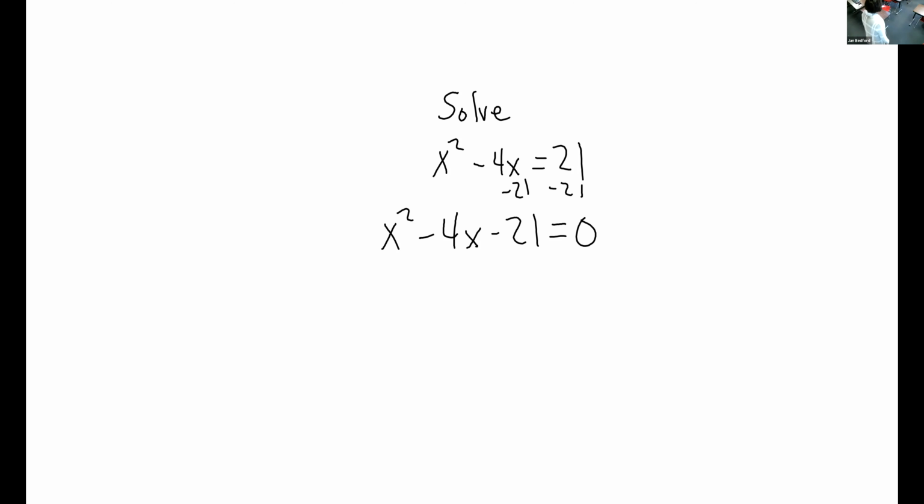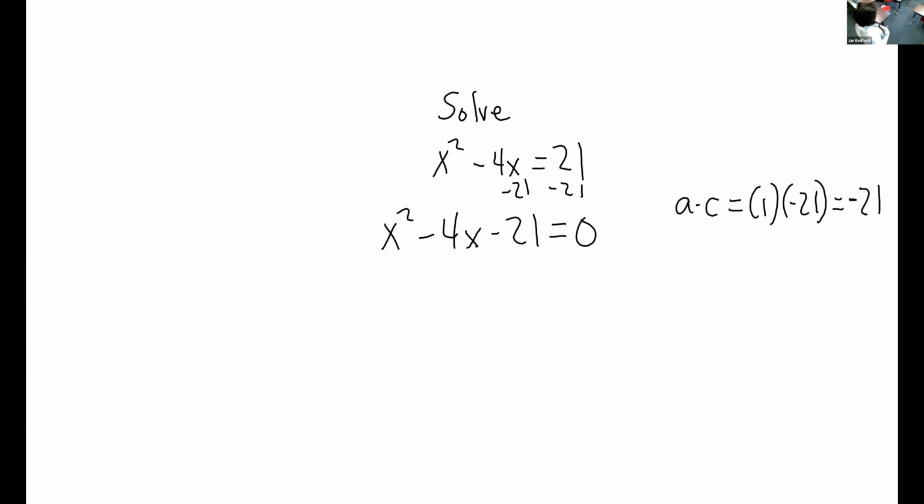Now, what method do you think would be good to try with this? I'll give you a hint, think of the F word. Factoring. Okay, yeah, I gotta think of the right F word. All right, so we're going to try to factor. Now, if I'm going to try to factor, that's the AC method. So what would I do first? A times C, which is going to be what? 1 times negative 21, which equals a negative 21.